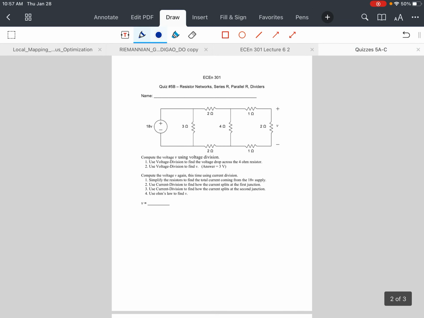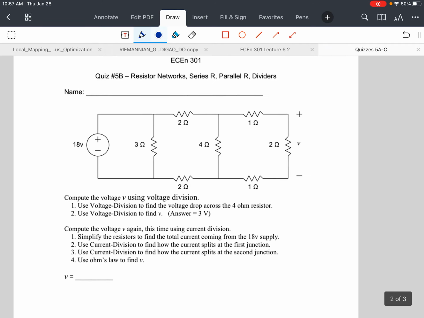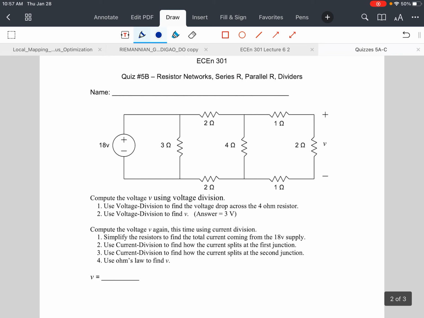Okay, so this is quiz 5B. We're supposed to find the voltage V across the 2 ohm resistor using voltage division.